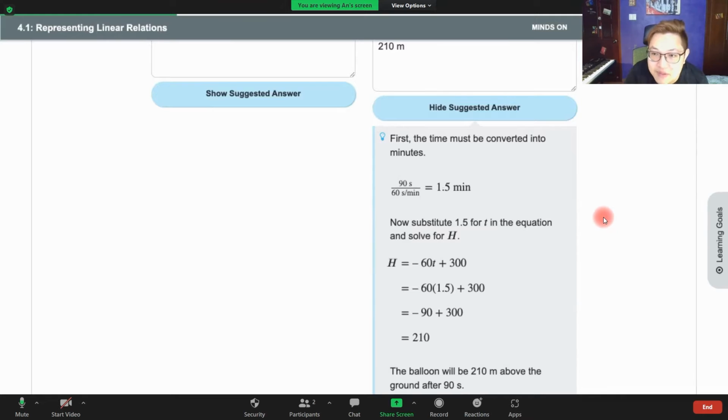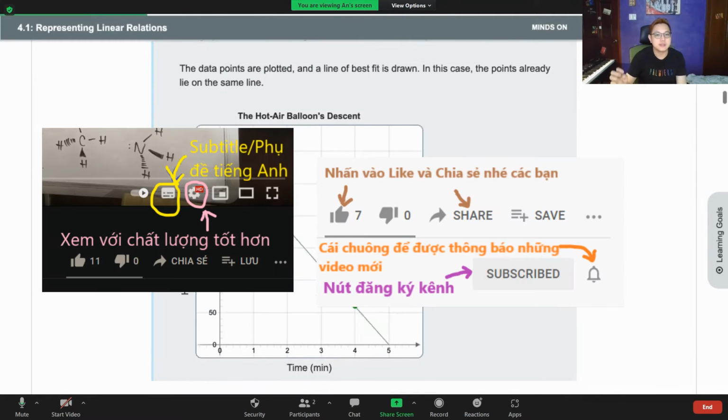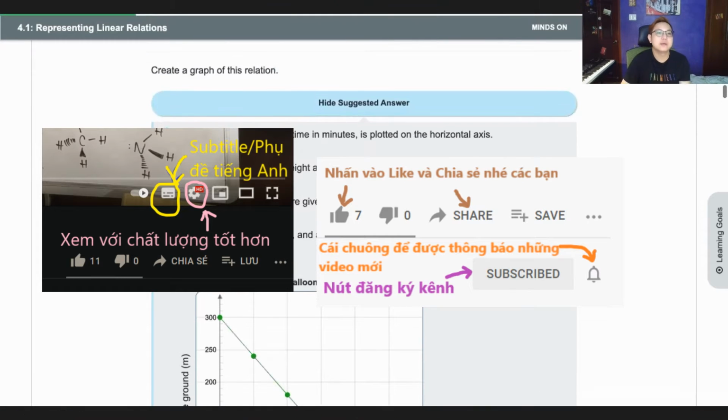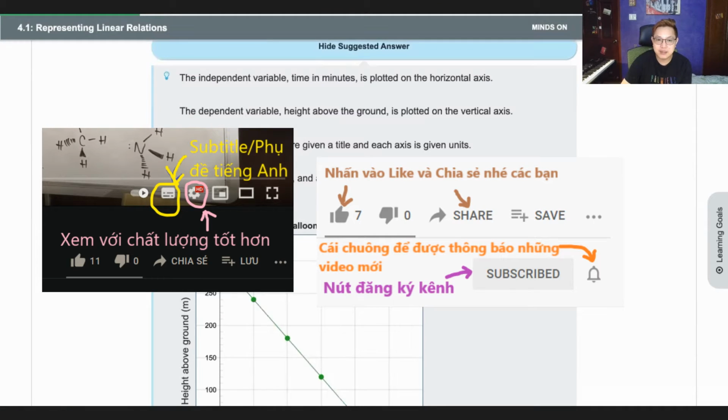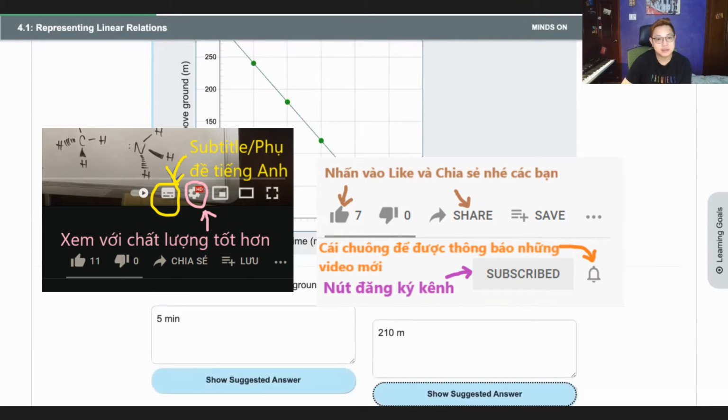Hello, guys, and welcome to another one-on-one lesson. This is science. Oh no, this is math. And now we are working on representing linear relations. So basically, just graphing real life scenarios and cases into a graph of a linear relation.